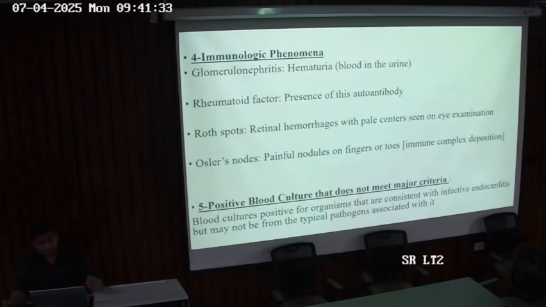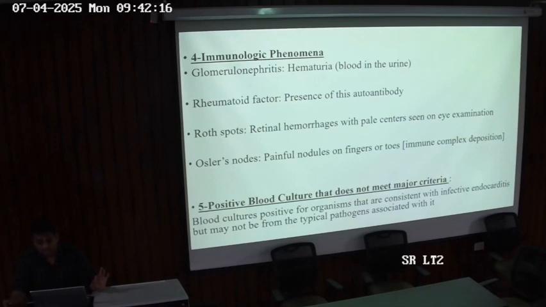Immunological phenomena in the form of glomerulonephritis and rheumatoid factor. So a false positive RA factor can be seen in infective endocarditis. That is very important. Sometimes a patient comes with mild joint pain, which can be seen in infective endocarditis also. We advise the rheumatoid factor, and we think there is RA, but a false positive RA can be seen in infective endocarditis. That is due to immunological cross-reactivity phenomena. Glomerulonephritis: these patients have hematuria, blood in the urine.